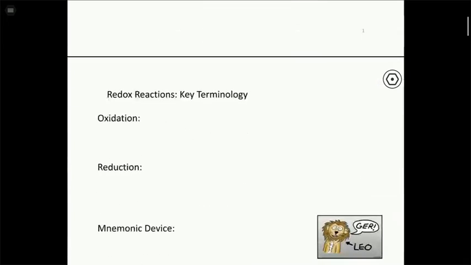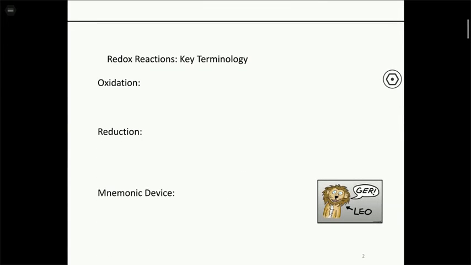Okay. All right, so to get started, let's talk about some of the key terminology associated with redox reactions. Redox reactions are reactions that involve transferring electrons between the reactants. One reactant is going to lose some number of electrons, and one of the other reactants is going to gain some number of electrons, and that's what we're talking about when we deal with redox reactions.